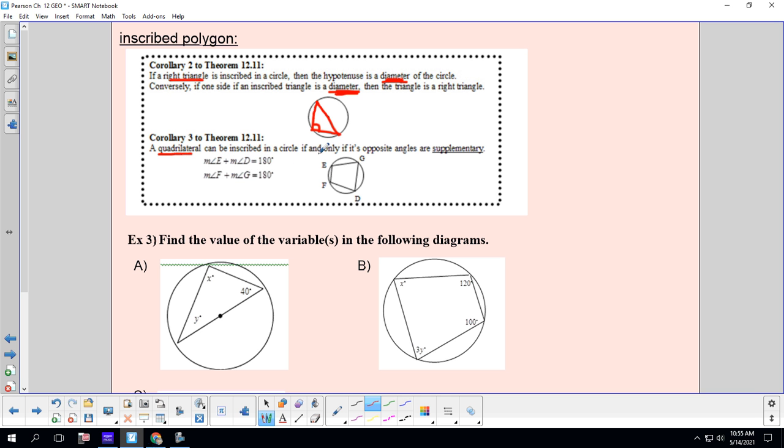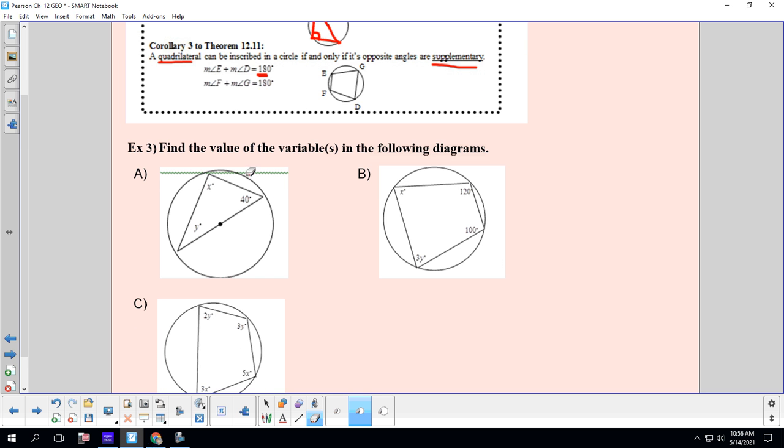A quadrilateral can be inscribed in a circle if and only if the opposite angles are supplementary. Remember, supplementary means it adds up to equal 180. So E and D have to add up to equal 180 if this is truly an inscribed quadrilateral. Also, F and G have to add up to equal 180 as well. So let's use that property to find some missing angles.